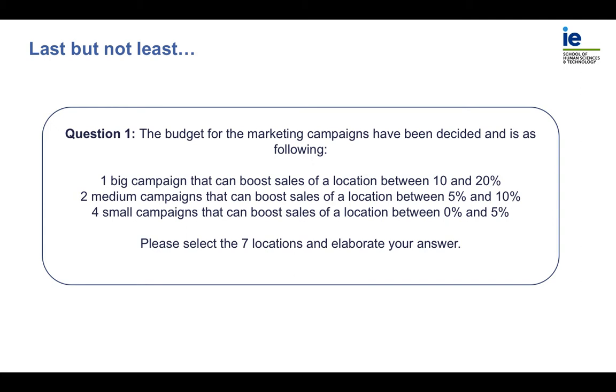We have one big campaign that can boost sales of allocation between 10 and 20%, 2 medium campaigns that can boost sales of allocation between 5 and 10%, and 4 small campaigns that can boost the sales of allocation between 0 and 5%.